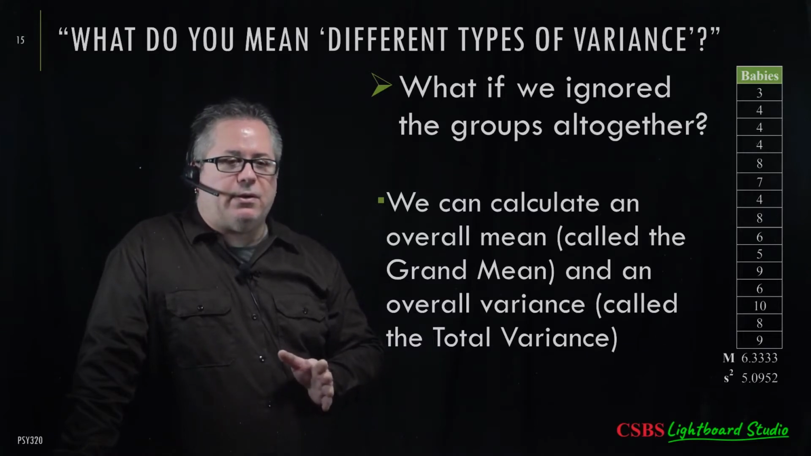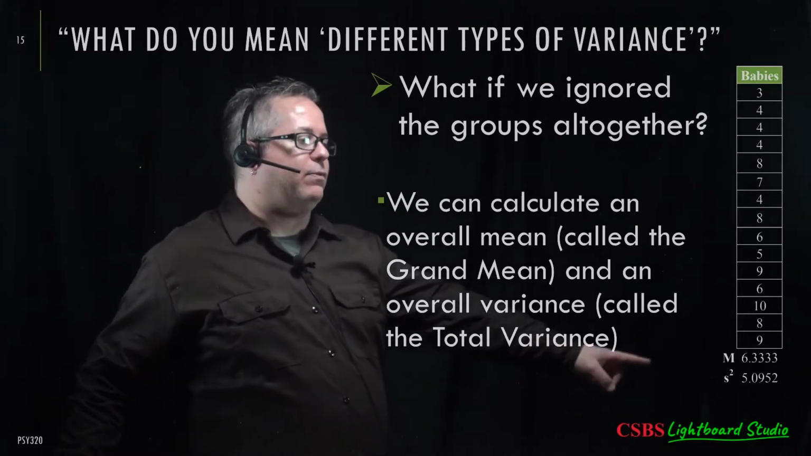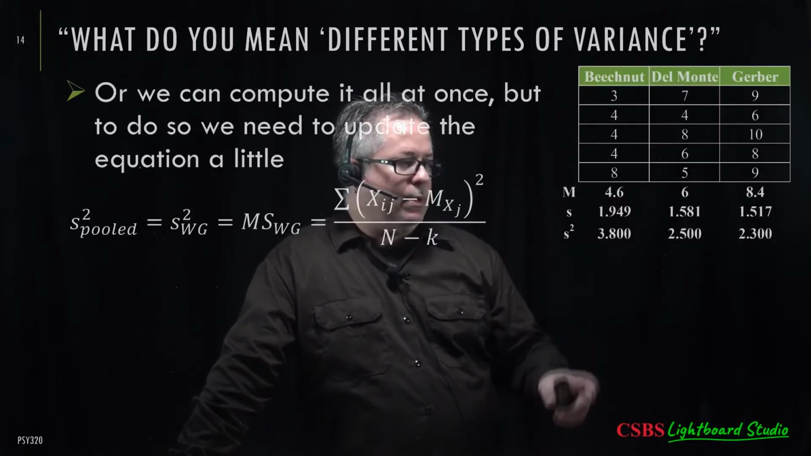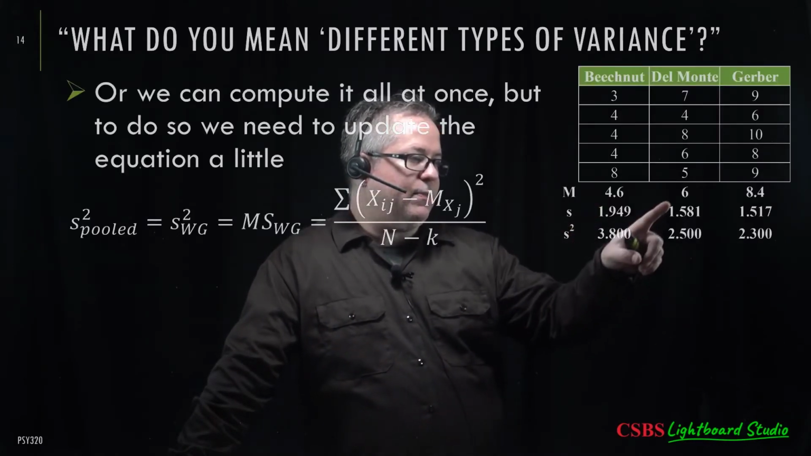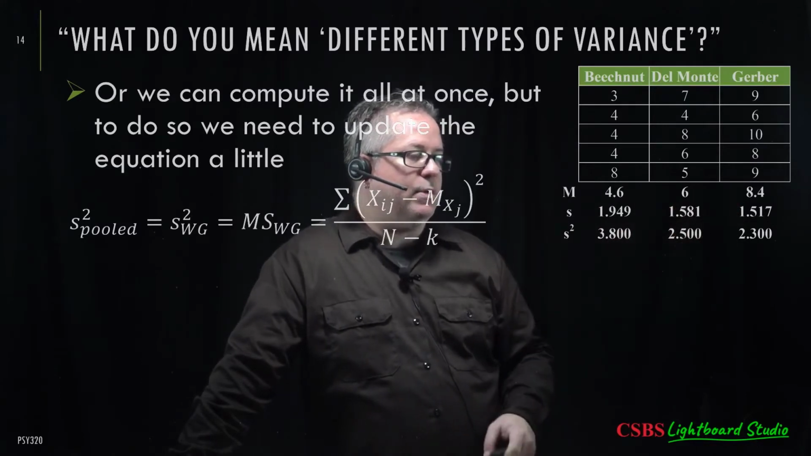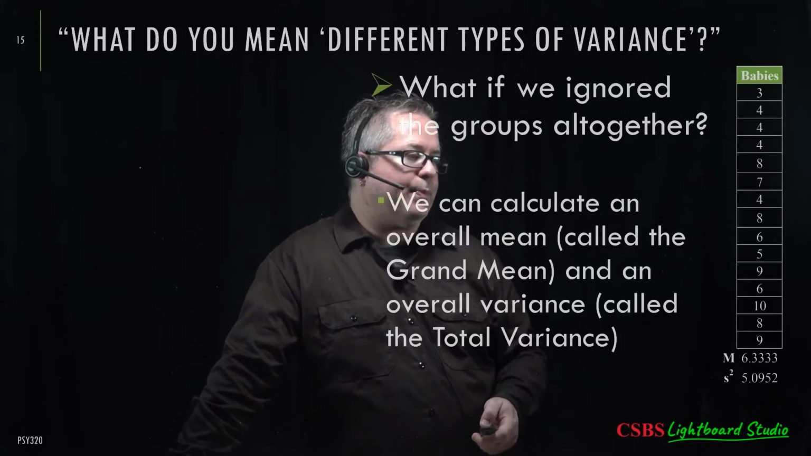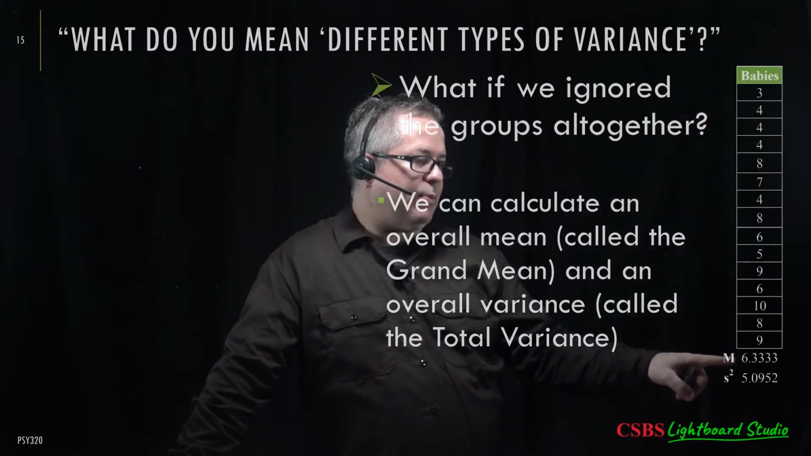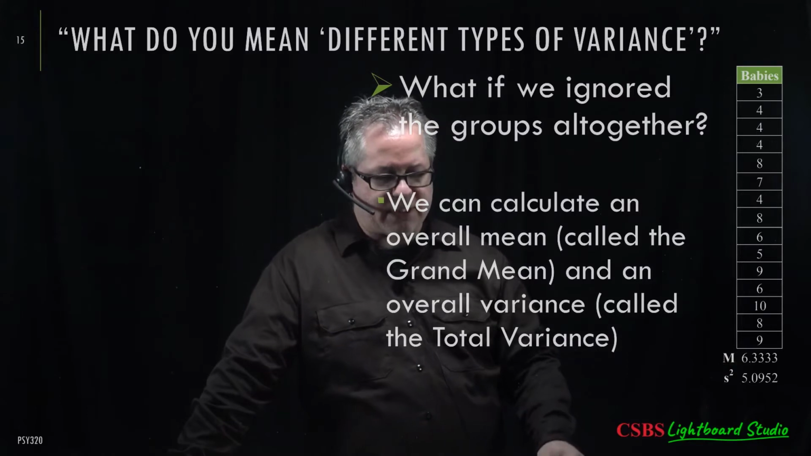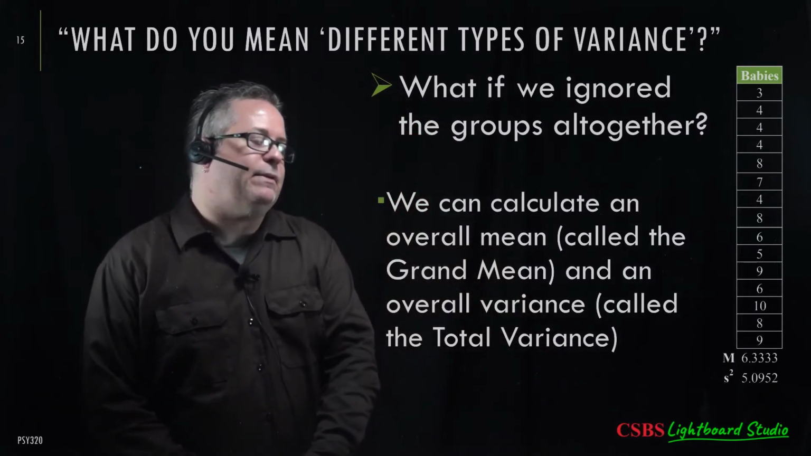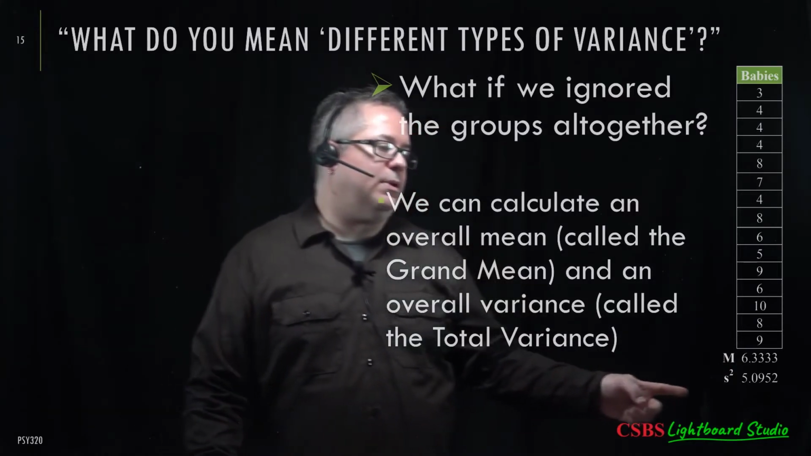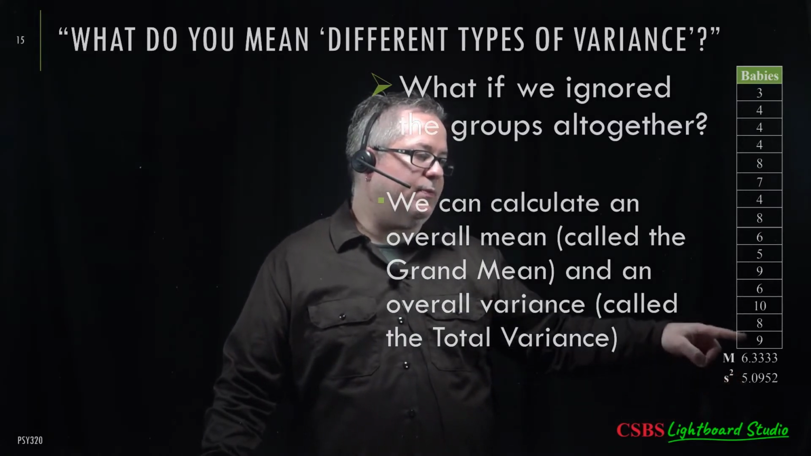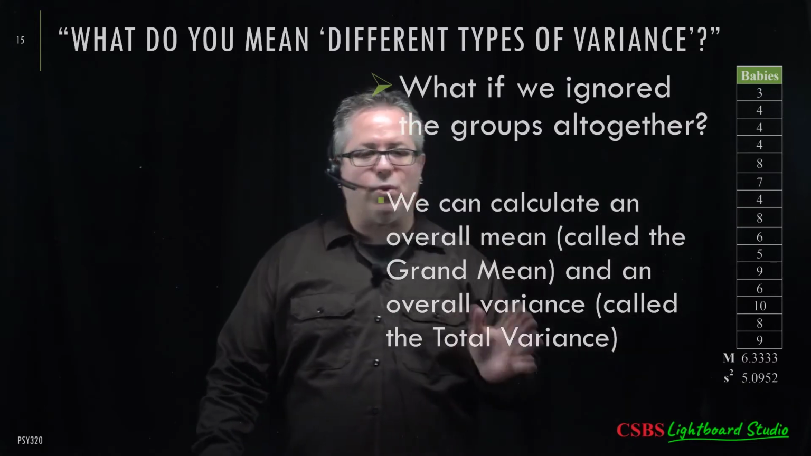That allows us to find, one, this overall average down here. So this 6.333, let's back up a second. The mean for this group is 4.6, the mean for this group is 6, the mean for that group is 8.4. But if I'm ignoring the group, I can find that on average, the 15 babies ate about 6.33333 spoonfuls of strained peas. And then we also get this overall variance, which is 5.0952, which is just the variability across all 15 babies, ignoring the groups that they're in.